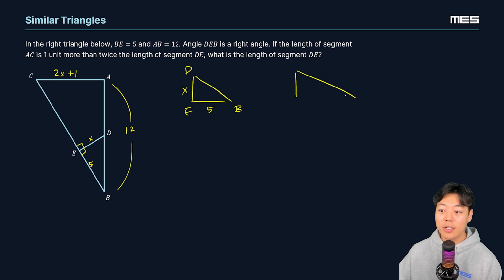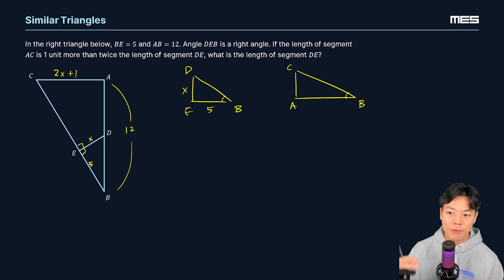Now, in the bigger triangle, this will be CAB. And notice how I keep the B's the same here on the same side. For every triangle that I've drawn so far, I've tried to keep it proportional. And that just takes practice. So hopefully these are giving you good practice here. AC is 2x plus 1. AB is 12. So I can create a proportion.